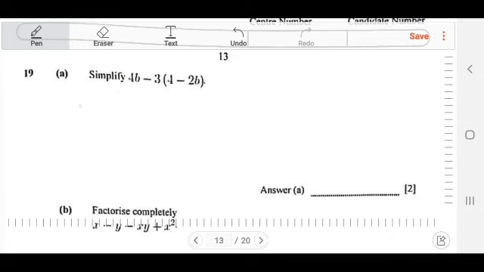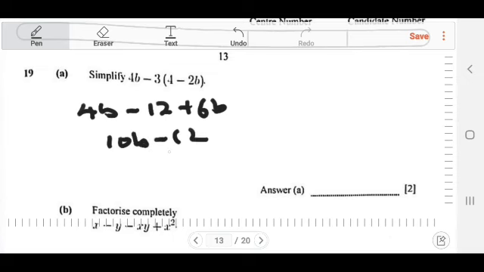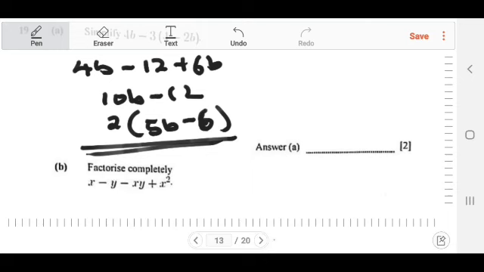So we can expand there and have 4b minus 12 plus 6b. Then, adding the b's, I will have 10b minus 12, then factoring out 2, I will have 5b minus 6. So this is the answer there.